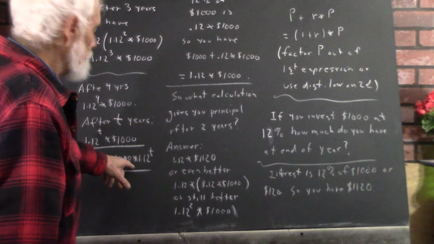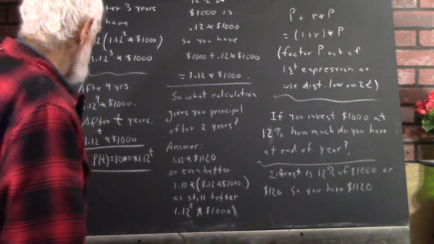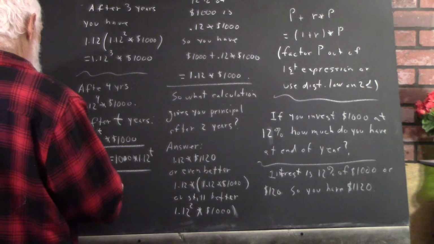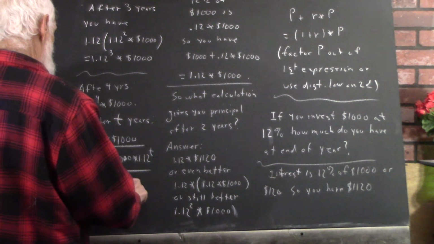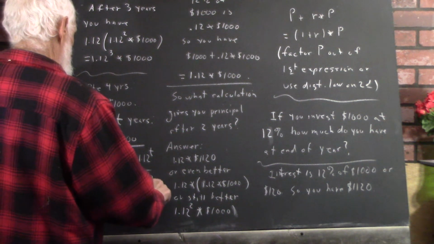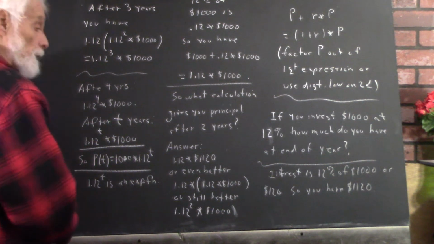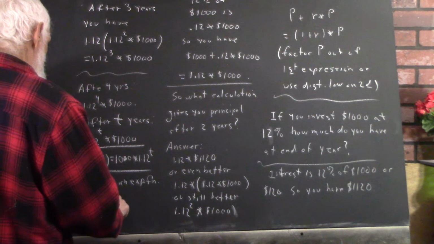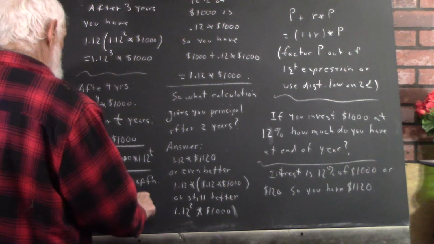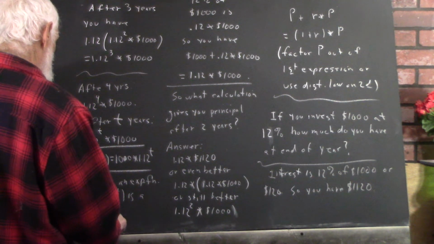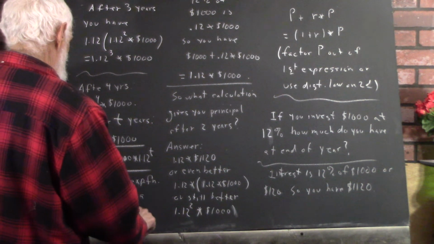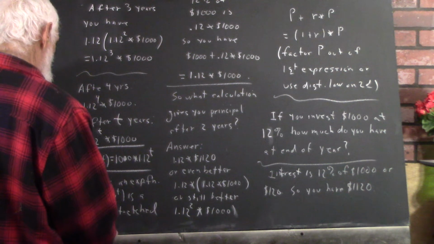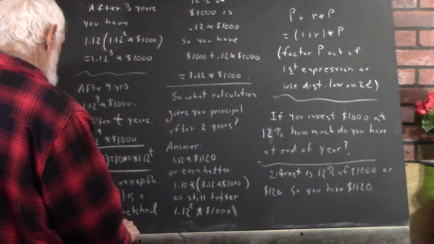Okay, this is an exponential function. Well, actually 1.12 to the t is an exponential function. And 1,000 times 1.12 to the t is a vertically stretched exponential function.